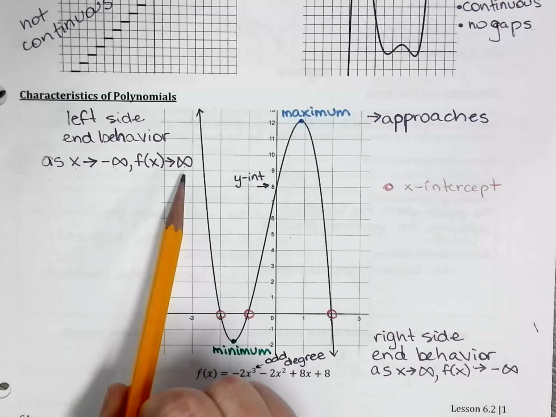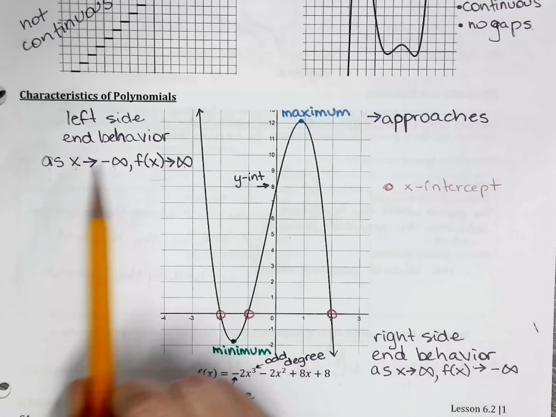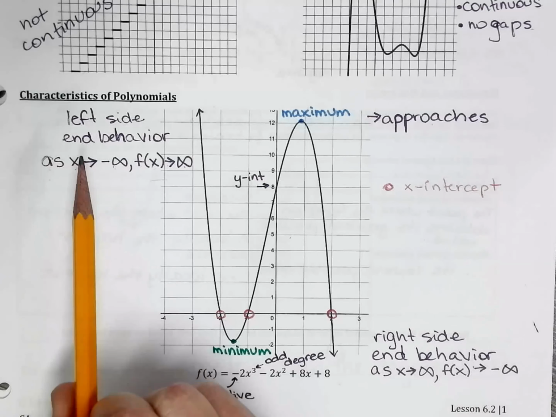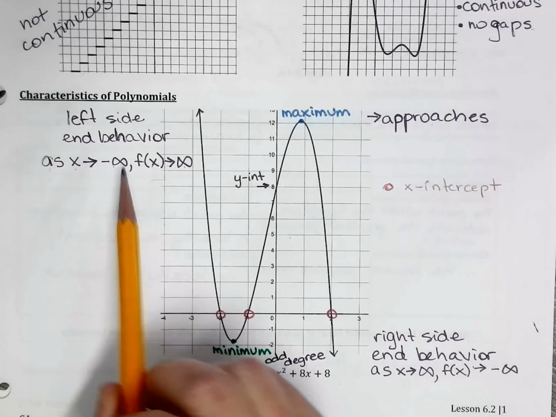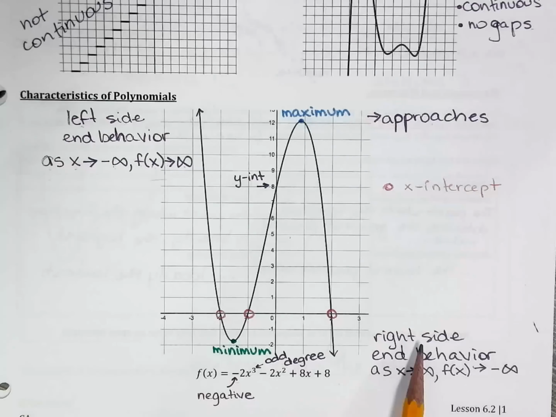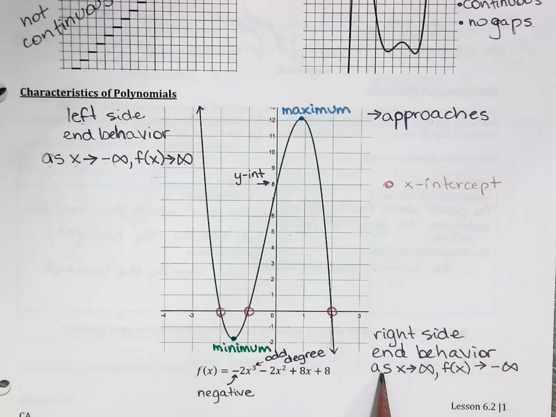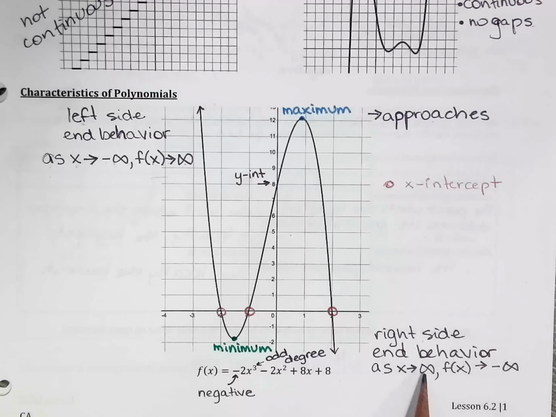That's what they're trying to ask you. That's what they mean when they're asking you about, determine the end behavior of this function. Not only the left, but also the right side. So the right side end behavior you have as x approaches positive infinity, so it's going to the right here. Then f of x, or y, approaches negative infinity. It's going down right there.